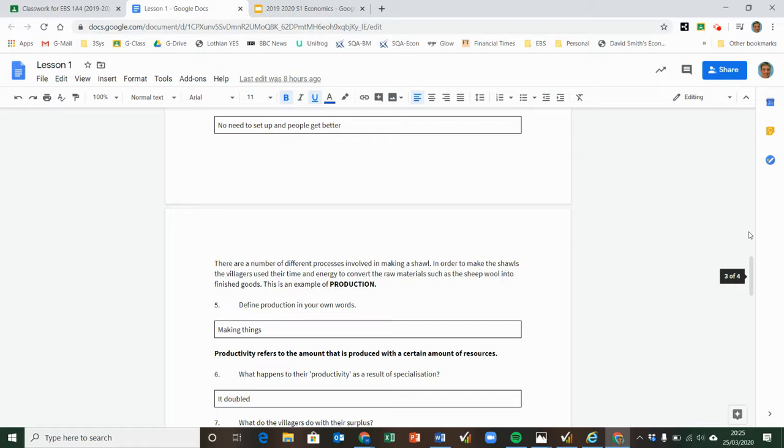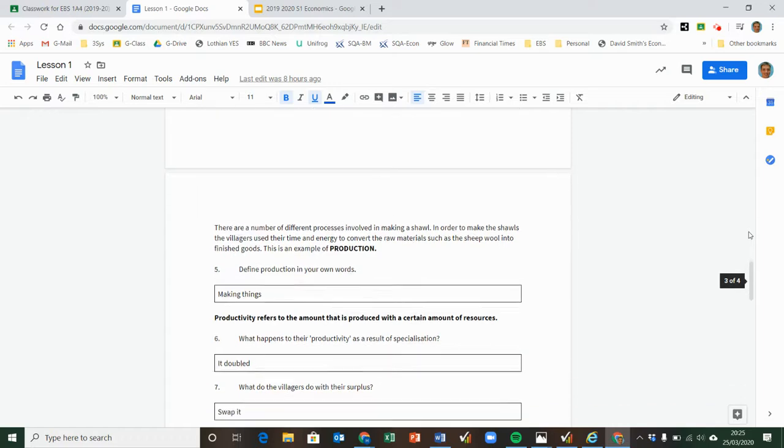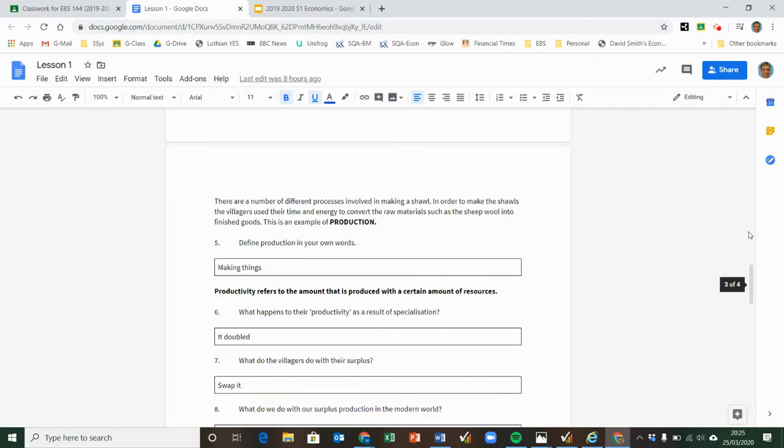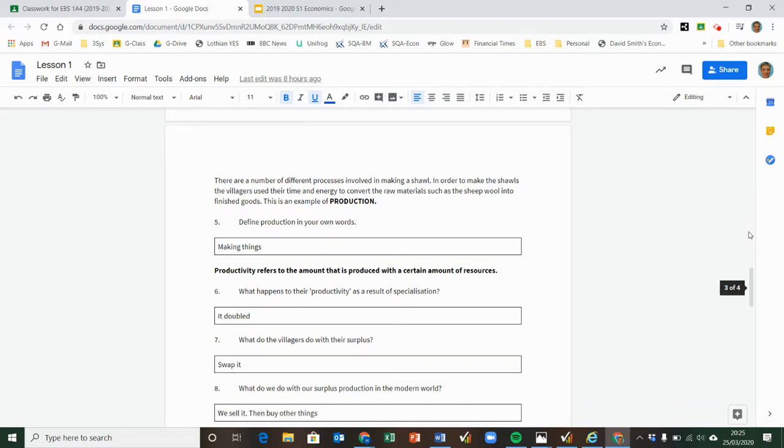Taylor? Now, they then asked what did the tailors do with their surplus? They swapped it, obviously, with the trader. He came back and he was all really, really happy. He got what he wanted, all his shawls for all his wives, and they got all the food. And what do we do with surpluses? Well, we sell it and buy other things.